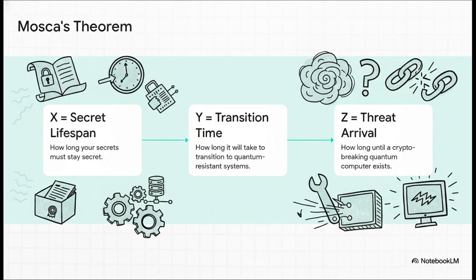Okay, let's unpack that formula. X is all about your secrets. How long do they need to stay secret? Are we talking about national security data that has to be safe for 50 years? Or just an email that's irrelevant tomorrow? Then there's Y. That's how long it's going to take you to upgrade everything, your servers, your software, the whole shebang. And Z? Well, Z is the big unknown. That's how many years we have until one of these crypto-breaking quantum computers actually gets built.